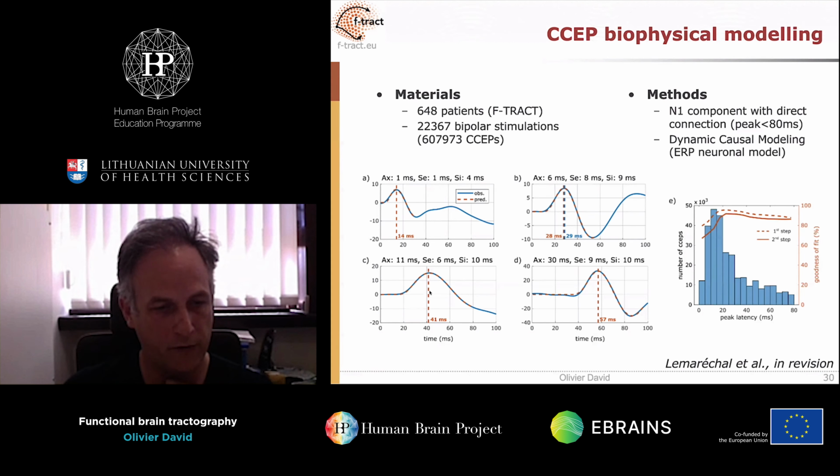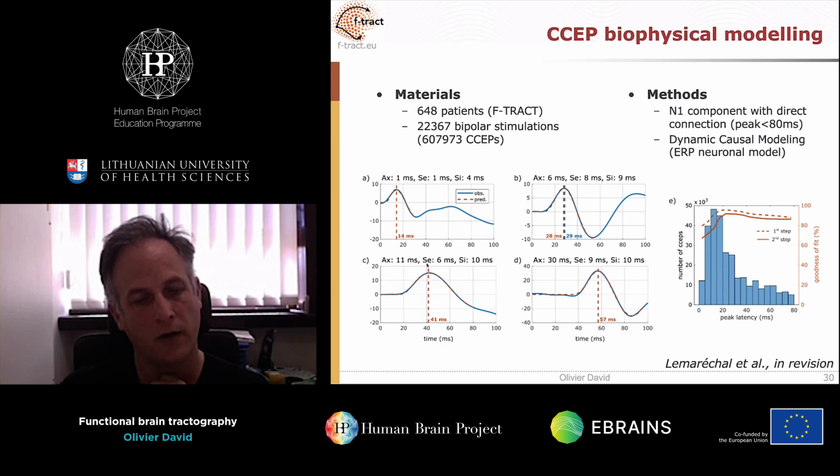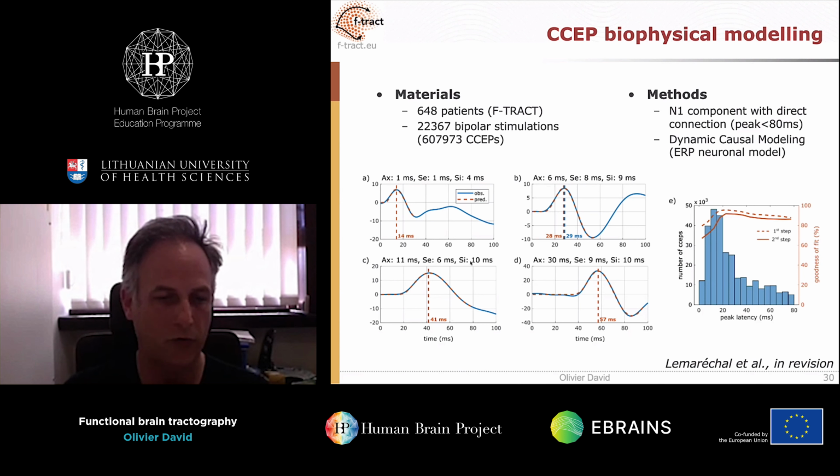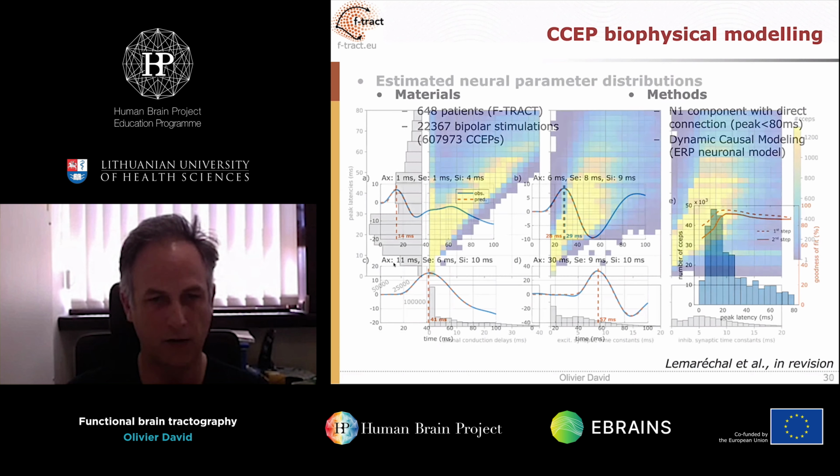So here, the peak of the response is at a delay of 41 milliseconds, but it is explained by an axonal propagation delay of 11 milliseconds only. So here, the axonal conduction delay, and the response is explained by an excitatory time constant of 6 milliseconds and an inhibitory time constant of 10 milliseconds. Okay, so like that, we correct from 41 milliseconds to 11 milliseconds axonal conduction delay.